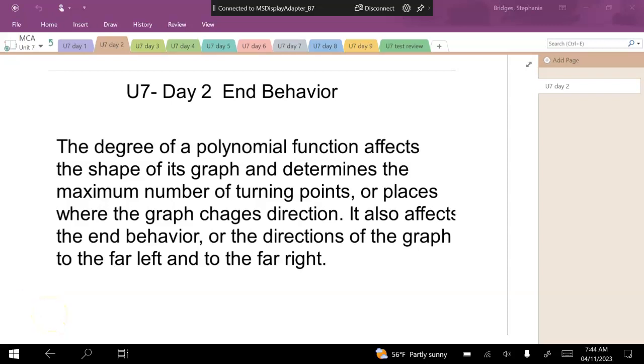The degree, whatever the highest degree is when it's in standard form, affects your end behavior. I'm just sketching a couple of graphs. End behavior is talking about which way the graph is going on the left. Your graph is going down, right? Which way is it going on the right? It's up. And that's how we describe end behavior. You do the left side first and the right side second. But I'll tell you how to determine that here in just a second.